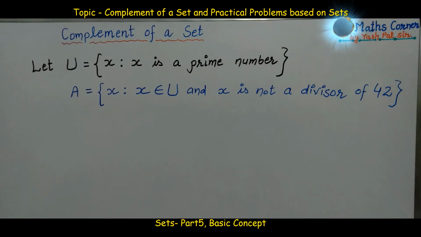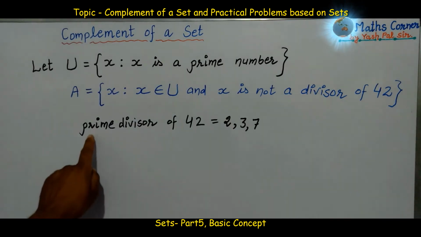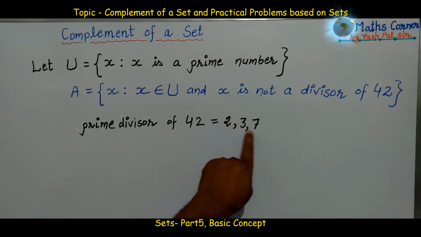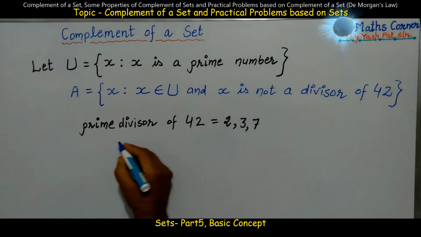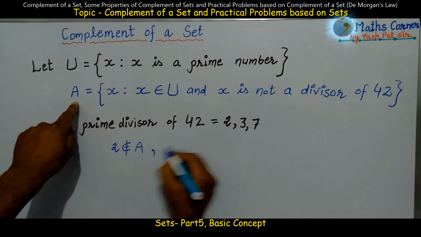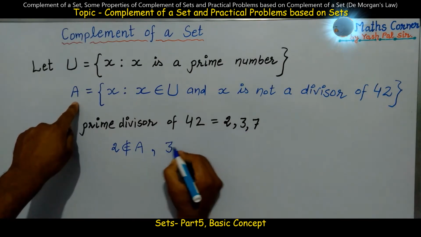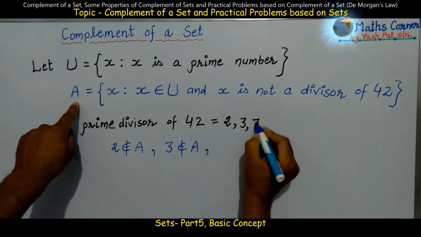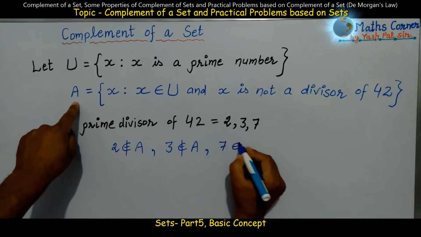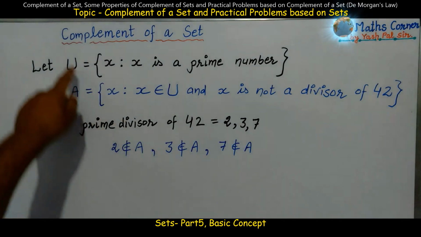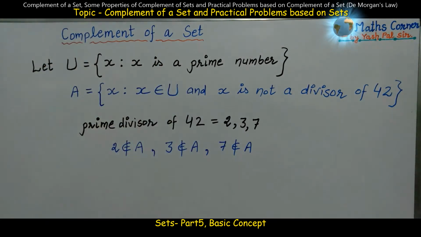The prime divisors of 42 are 2, 3 and 7. That is to say, 2 does not belong to set A. Likewise 3 does not belong to set A, and 7 does not belong to set A. Here we are discussing the complement of a set.